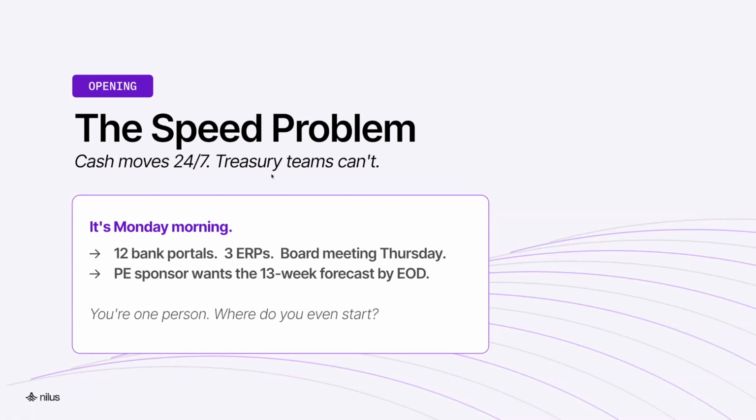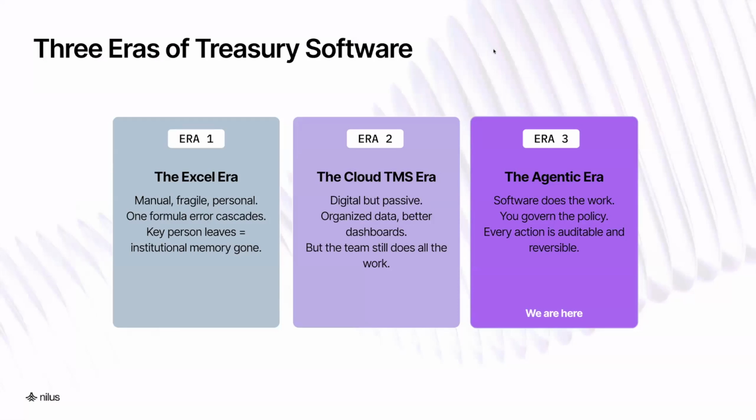And so if you go to the next slide here, Moshe, I like breaking down Treasury software into 3 different eras. The first is spreadsheets. We all know this one. It's manual, fragile, personal. If a formula breaks, the whole model cascades. Your best person leaves, and the institutional memory of that person walks out the door with them.